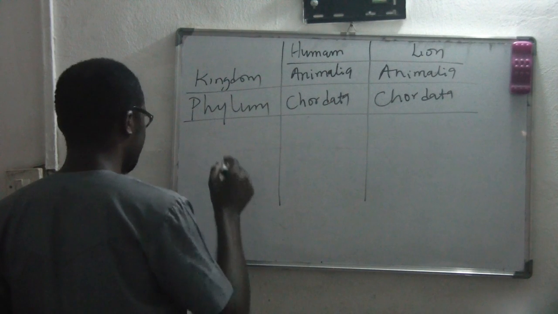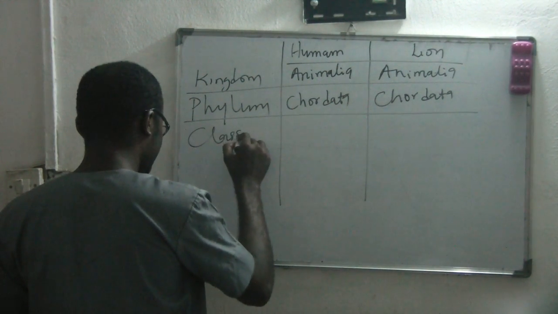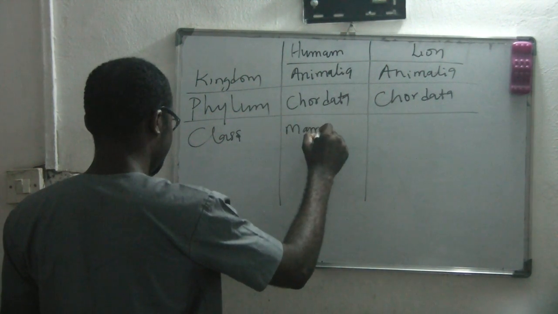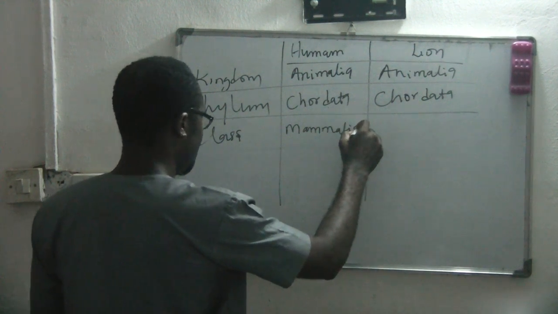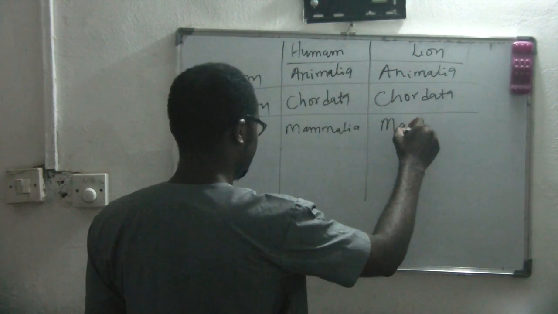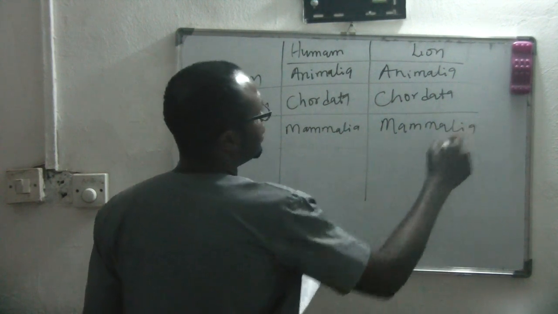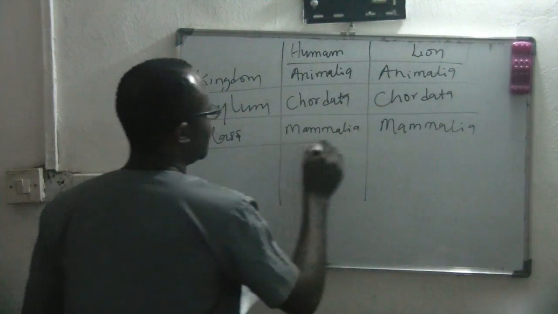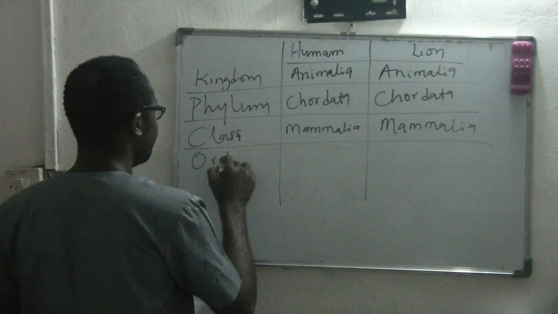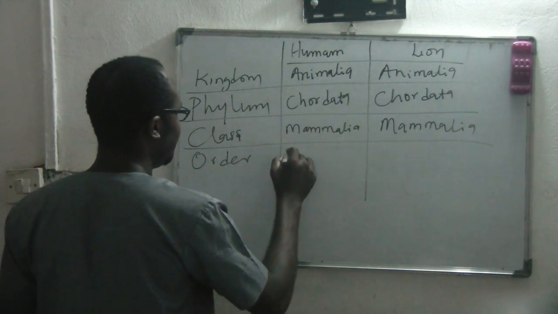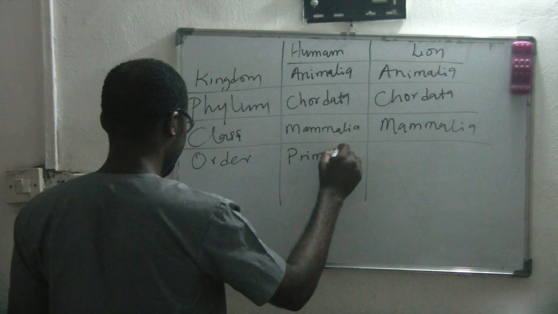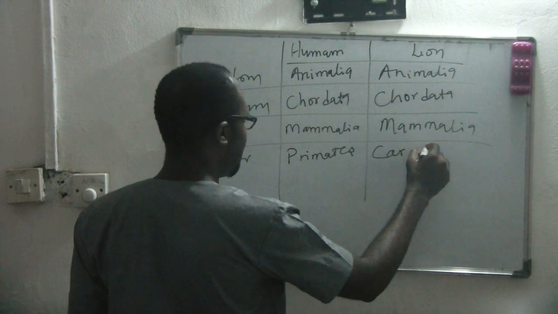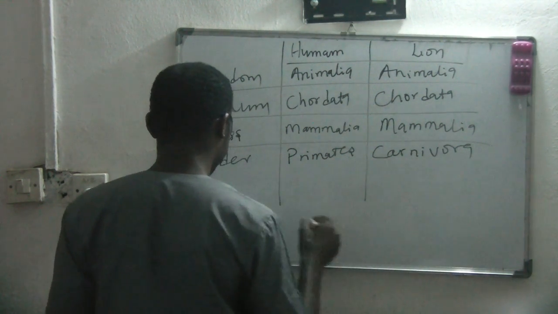Then we talk about the class. What class is human being? Human being is Mammalia. What class is lion? Mammalia. Mammals. You understand? In English, we call it mammals. Now we talk about the order. What order is human beings? Primates. What order is lion? Carnivora.